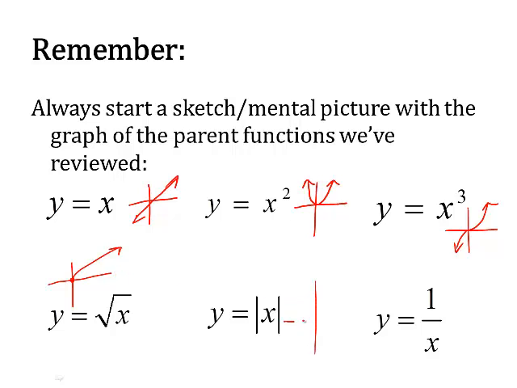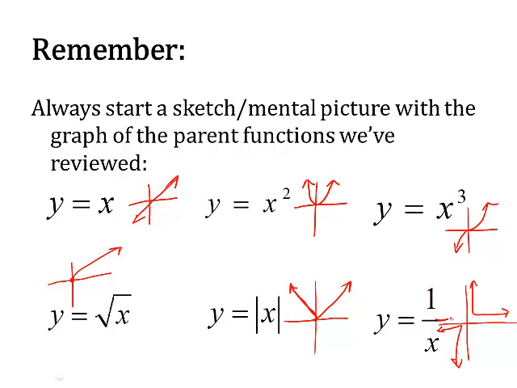Absolute value intersects at 0, 0, and it makes a V. Hopefully you remember that, V for value. And then lastly, the rational parent function. You may or may not have had this before, but you need to know it, especially for where we're headed. With the rational function, it's like a double L. It makes an L here, and it makes an L over here in quadrant 3.